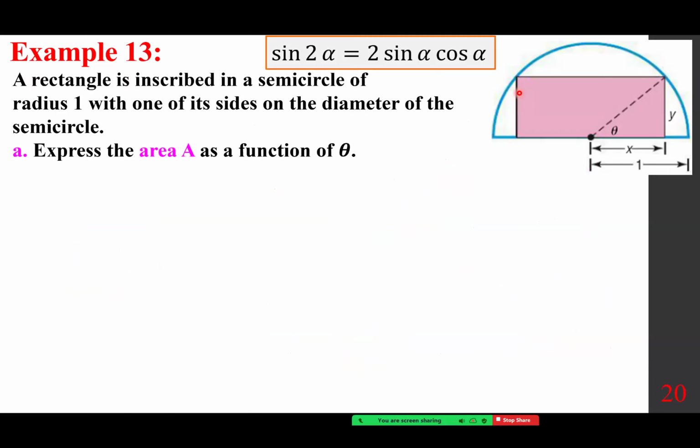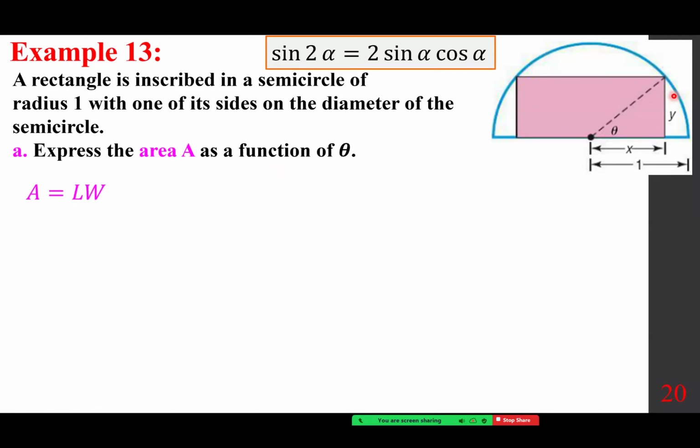A rectangle is inscribed in a semicircle of radius 1 with one of its sides on the diameter of the semicircle. Express the area A as a function of theta. Well, for any rectangle, the area is the length times the width.